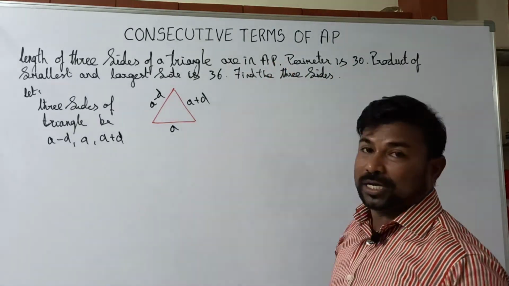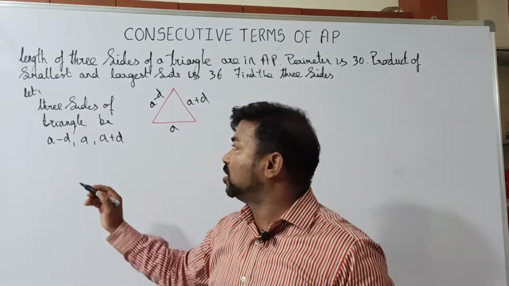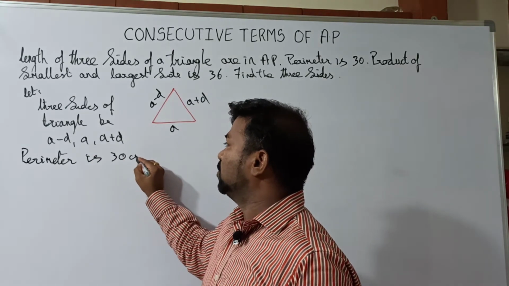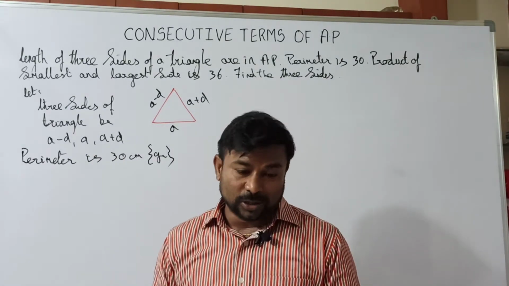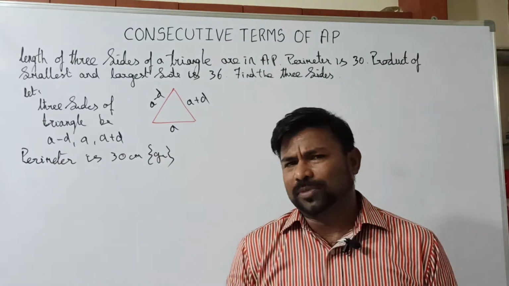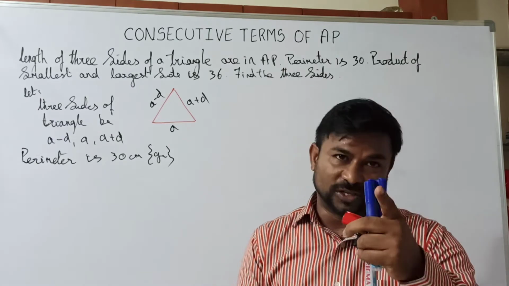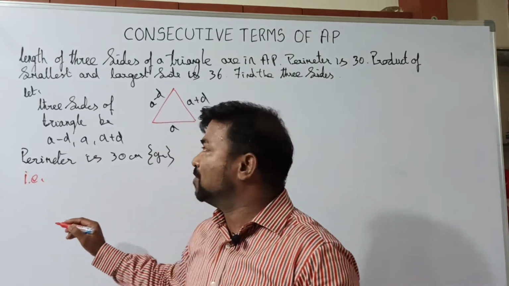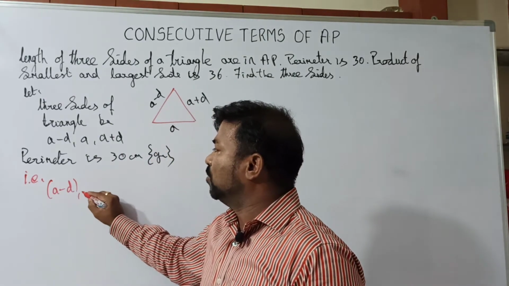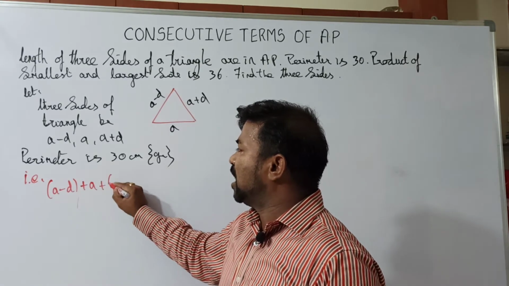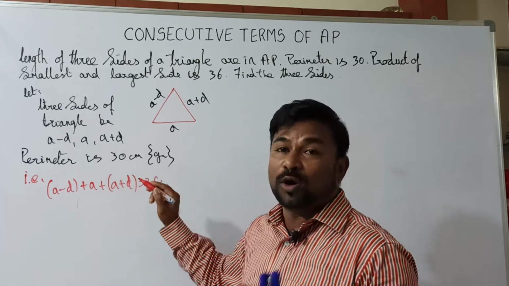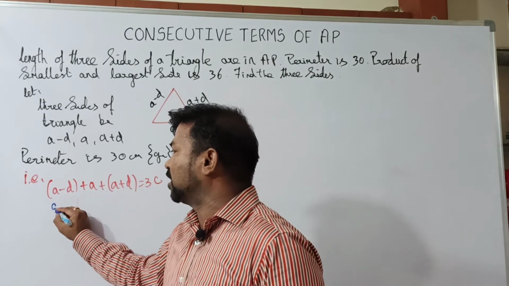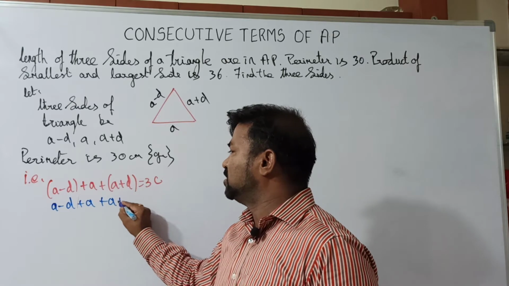Right. Now what is the first logic? The perimeter of the triangle is 30. It might be in centimeters. This is what he has given. So what did we get from there? We know the perimeter is nothing but the sum of the lengths of the three sides. So which are the three sides we have taken? Let's sum them up. a minus d is the first one, the second one is a, and a plus d, equals 30. The sum of the three sides is in AP. So now let's simplify. Let us open the brackets: a minus d plus a plus a plus d equals 30.